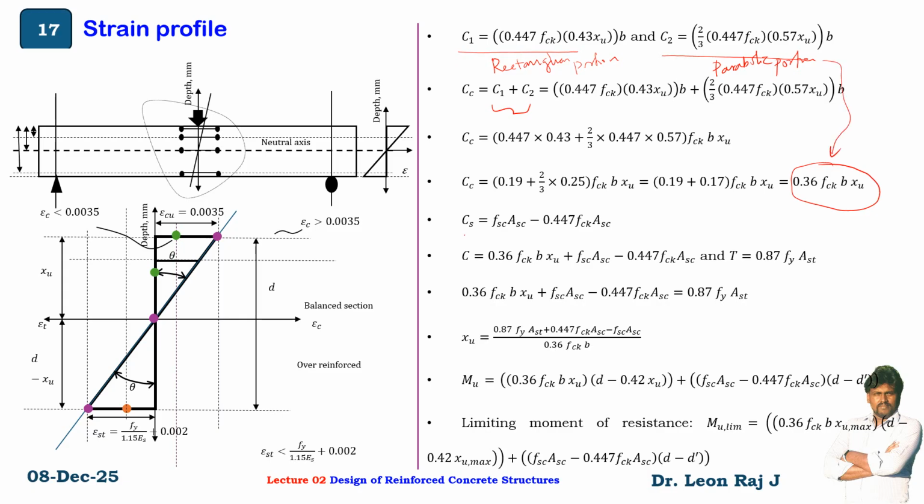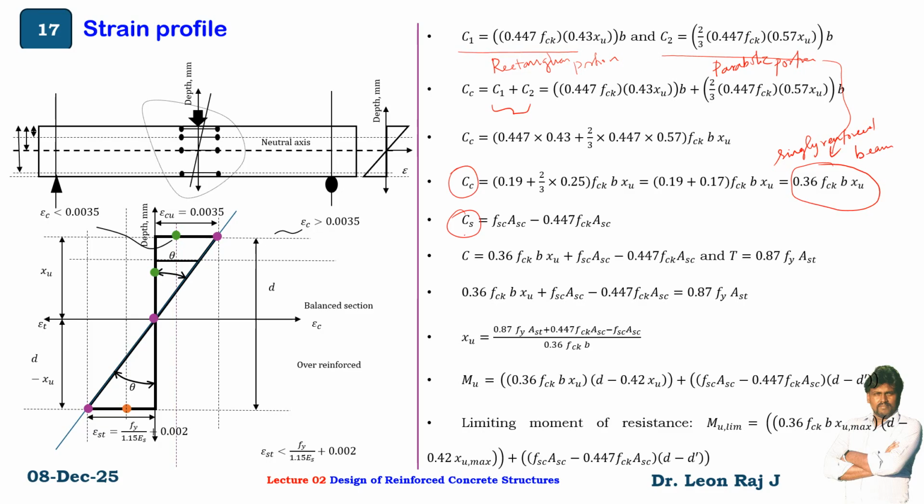This is the compression force of a singly reinforced beam. This is the force acting in the compression zone for a singly reinforced beam. So that is Cc, and Cs is the compression steel reinforcement.